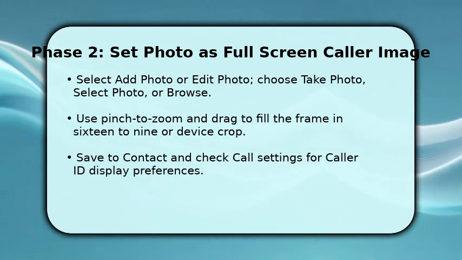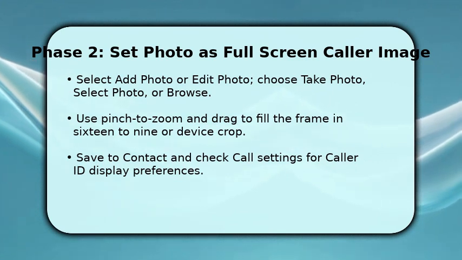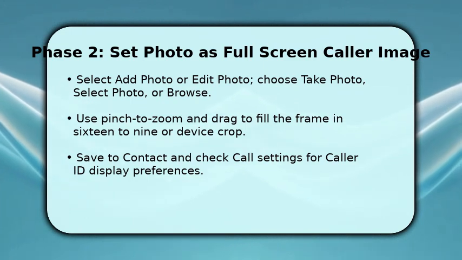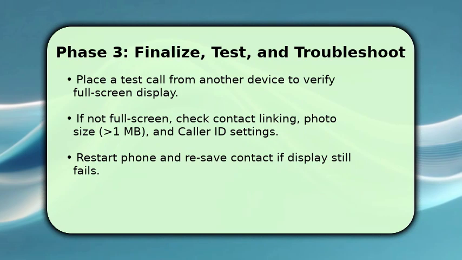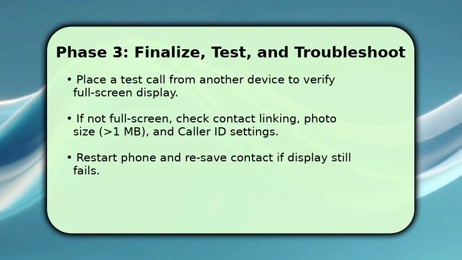Then, make sure Phone app caller ID settings are set to show full-screen photos rather than small icons, because that controls how the image appears during calls. Finish by placing a test call to confirm the image shows full screen. This verifies the crop and settings work.